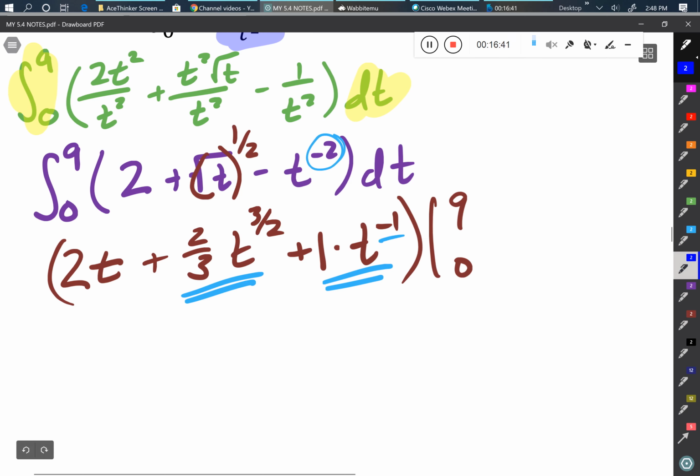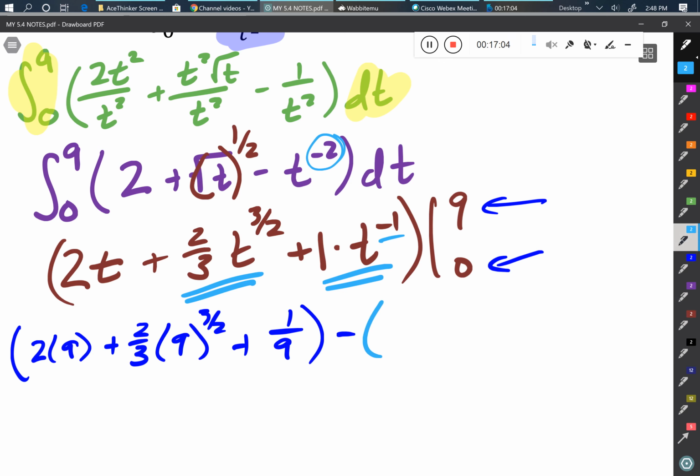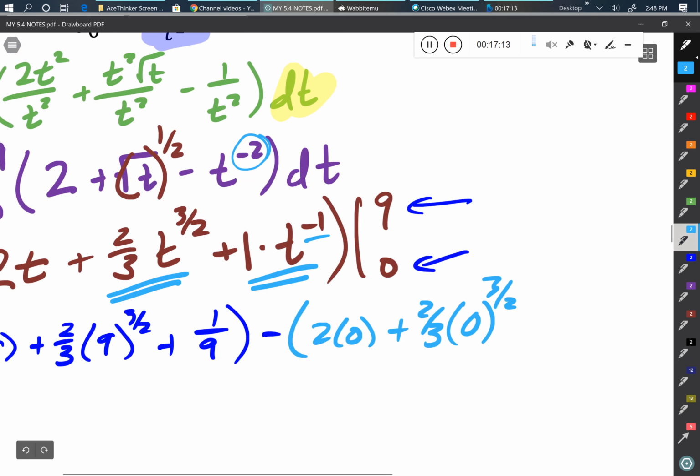Now I've got to work through and evaluate this for 9 and for 0. I'll do the upper limit first, of course. That's going to give me 2 times 9 plus 2/3 times 9 to the 3/2 plus 1 over 9 minus, let's see, the second term is going to give me this. I go 2 times 0 plus 2/3 times 0 to the 3/2 plus 1 over 0.